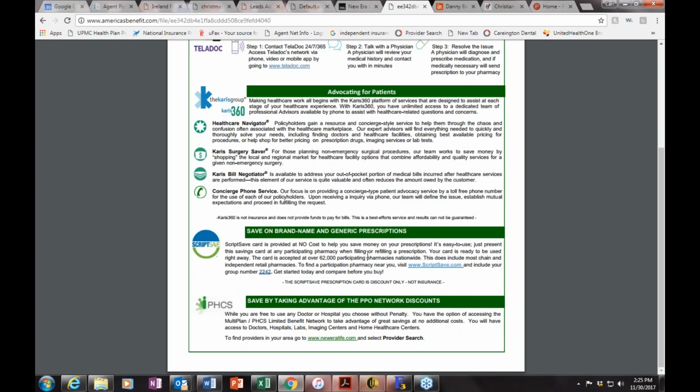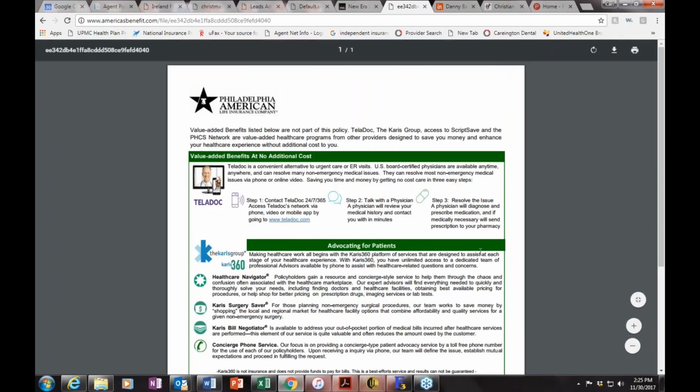There's the ScriptSave discount card that comes with the plan. There are prescription benefits, and Todd will get into that, but this is a discount program that they can use in conjunction. And then just a reminder to the policyholder about the PHCS multi-plan network discount and the advantage of using a network provider. So that's a nice piece to either give to your prospect along with a product brochure.